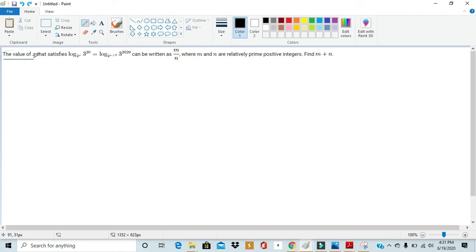The value of x that satisfies log base 2^x of 3^20 equals log base 2^(x+3) of 3^2020 can be written as m over n, where m and n are relatively prime positive integers. Find m plus n. So, in this problem, it gives us a logarithmic equation, and it asks us to solve for the x that satisfies it. Then once we solve for the x, we add its numerator and denominator and put that as our answer.